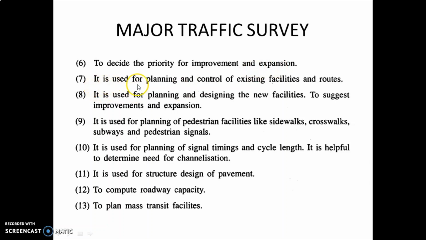Seventh, it is used for planning and control of existing facility and routes. Eighth, it is used for planning and designing the new facilities to suggest the improvements and expansion. Ninth, it is used for planning of pedestrian facilities like sidewalks, crosswalk, subway and pedestrian signal. Tenth, it is used for planning of signal timing and cycle length, and it is useful to determine the need of channelization also. 11th, it is used for structure design of pavement. 12th, to compute the roadway capacity, and 13th, to plan mass transit facility also.